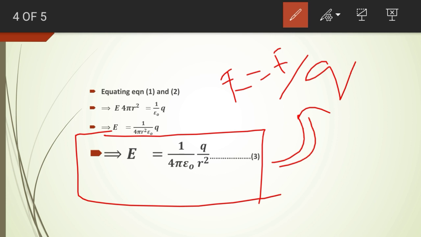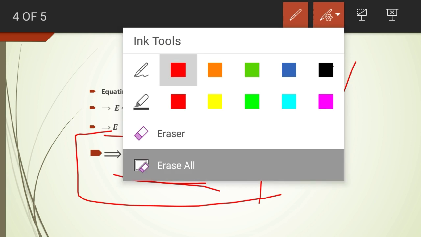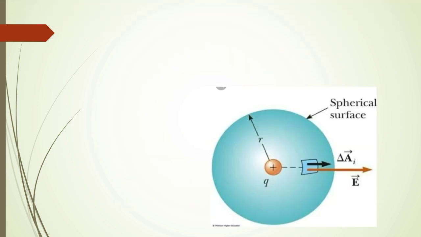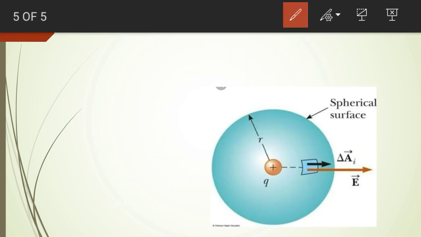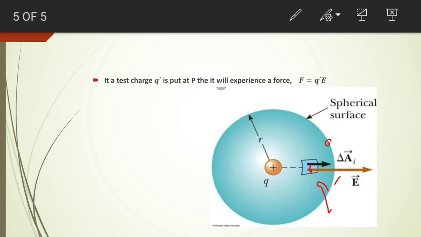Now another way to derive this electric field is from the Gauss law. At the surface, we get an electric field equal to 1 by 4 pi epsilon 0 q by r square from the Gauss theorem. Now consider a test charge placed at this point P. If I put a test charge q dash there, and it is experiencing an electric field in this direction, then it must experience a force.